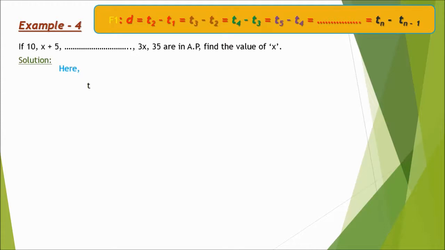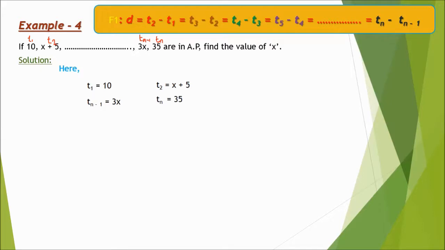And t1 is 10. This is the first term, T1. You can see the second term, T2, and you can see the last term, and that is the second last term. If the last term is Tn, then the second last term is Tn minus 1, and you can see the last term Tn also.